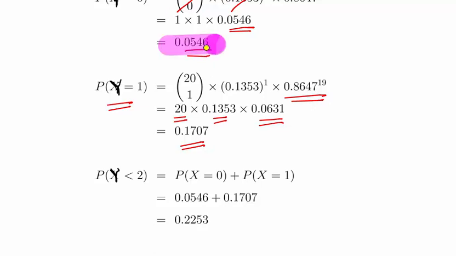So essentially what we do to get our answer is we add these two numbers, and we get an answer close to 0.2253. And again, rounding error might come into it. Anyway, that's it. We'll leave it there.